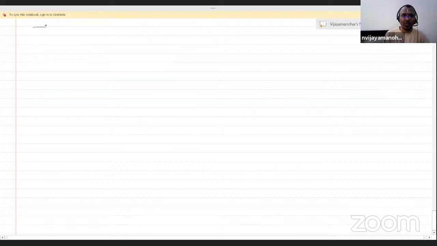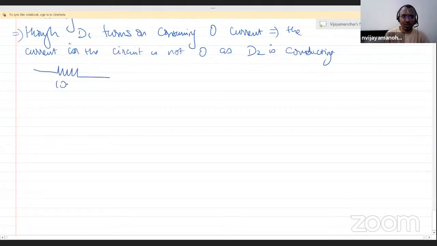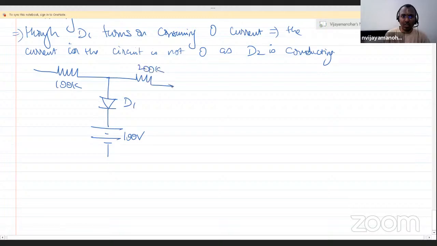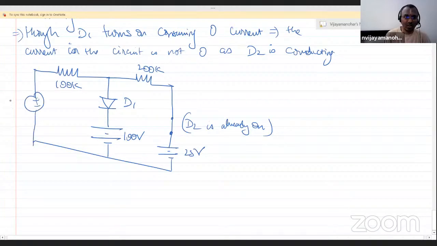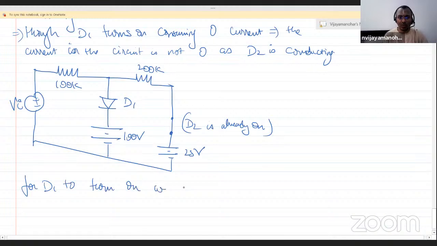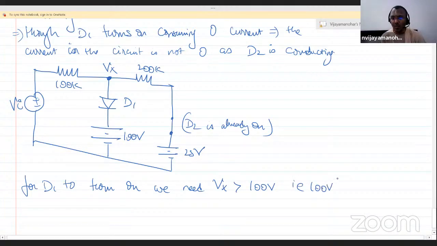So when D1 is turning on, the picture will look like this. This is 100K. This is D1. This is 100 volt. This is 200K. D2 is already on, so D2 is like a short circuit. This is 25 volt. Now for D1 to turn on, we need Vx greater than 100 volt. Correct, so that is just above 100 volt.